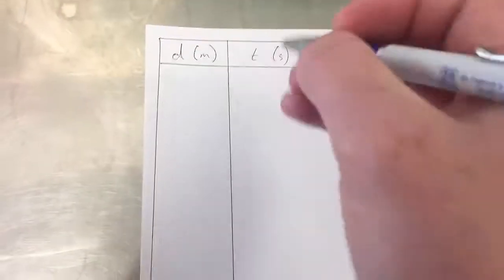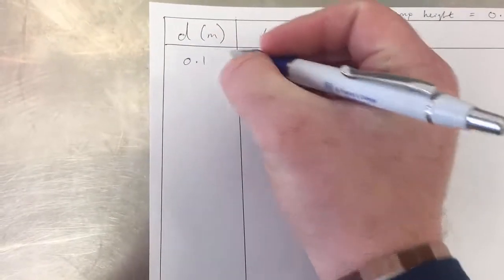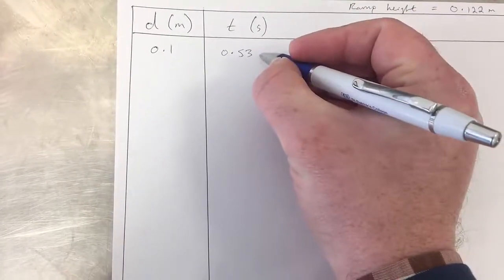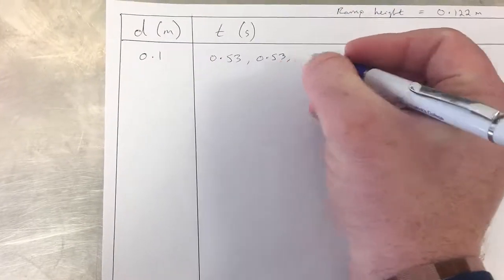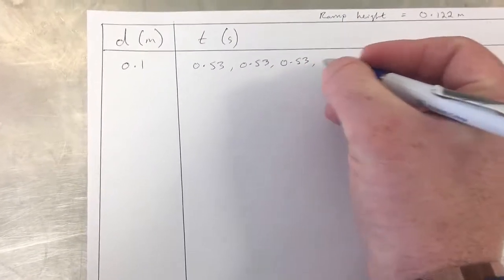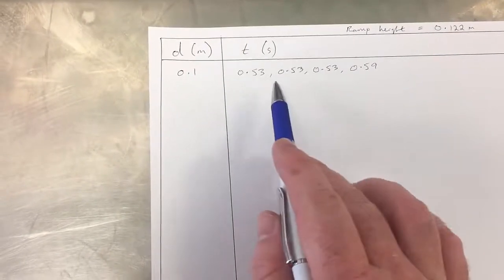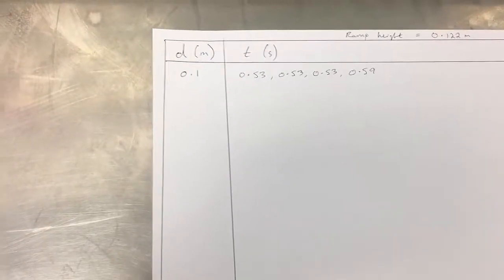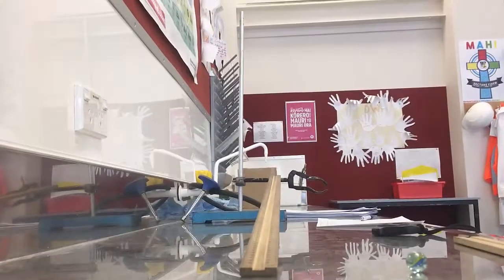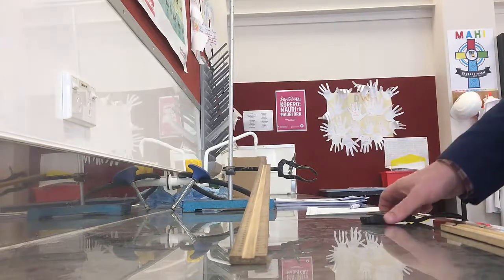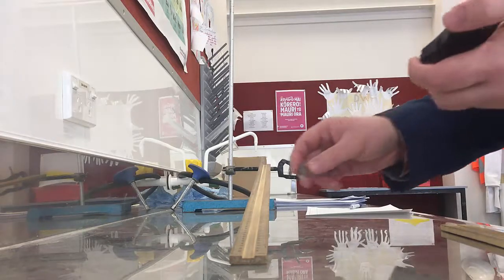Come over here for my distance of 0.1. My times were 0.53. I think I had 3 times. And I had one 0.59. And they're all reasonably close together, so I'm happy there's no major outliers there. And then I'm going to do my next distance, sorry. So for my next distance, I'll go to 20 centimeters, or 0.2 meters.